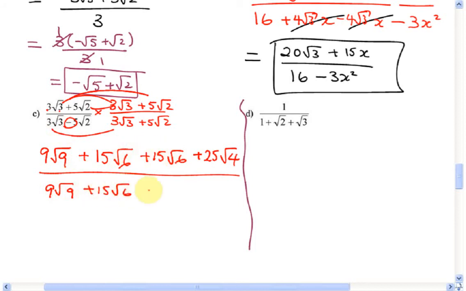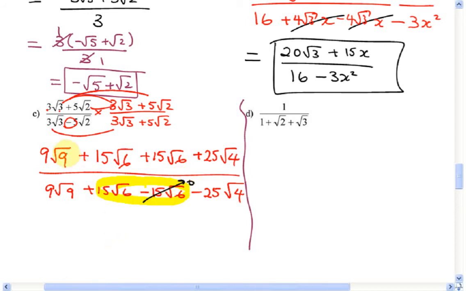But in this case now, the next one is a minus 15 root 6, which makes me feel good. Negative 5 times negative 5 is 25 root 4. Why does that make me feel good? Because these two now become 0. And you're thinking, great, no more square roots.